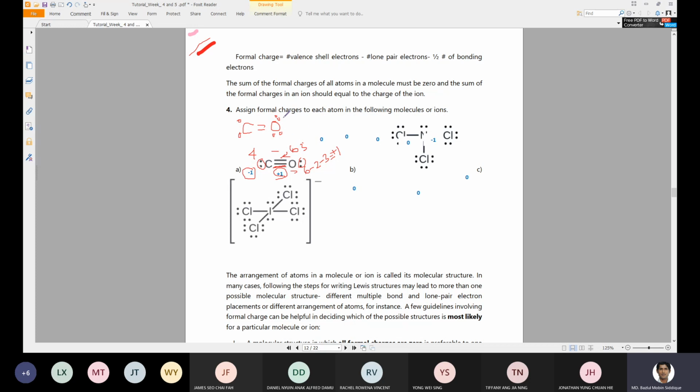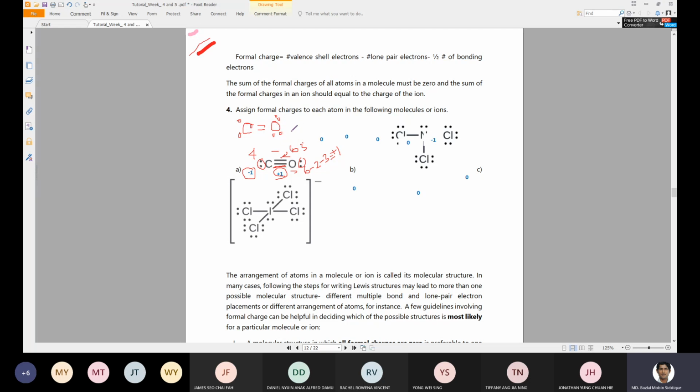Since they cannot take more than, they do not have 2, 4, 6, 8, 9, and 10. All right. So since oxygen and carbon both do not have their d orbital, they cannot have more than 8 electrons. So that is why maximum 8 electrons they can have.